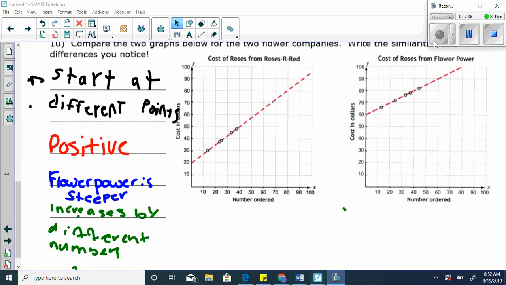So we have that they start at different points, right? Awesome. Roses are red starts at 20, where with flower power, you initially have to pay 60 bucks. All right? We have positive. Positive what? They are positive, but they're positive what? Yes? Oh, yes. Awesome. Positive slopes.